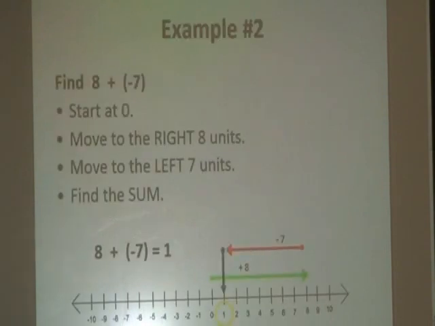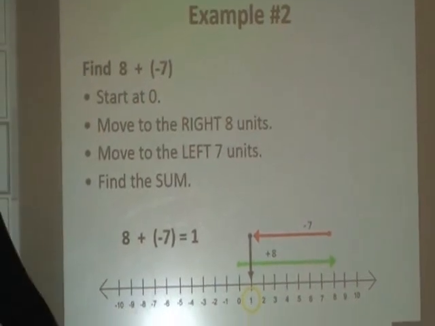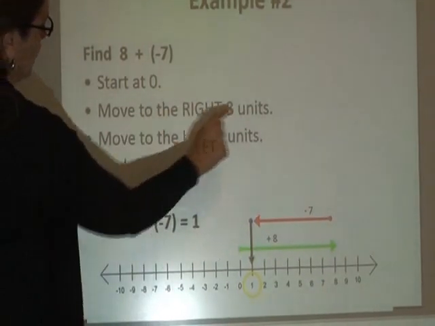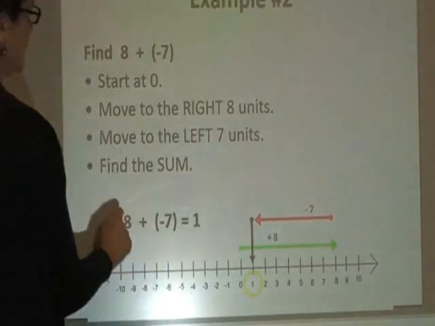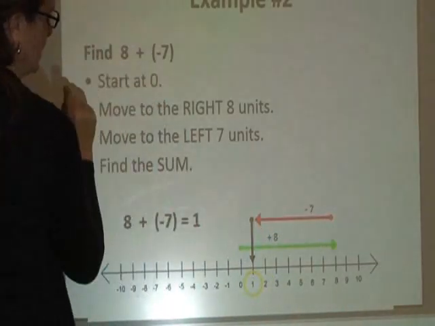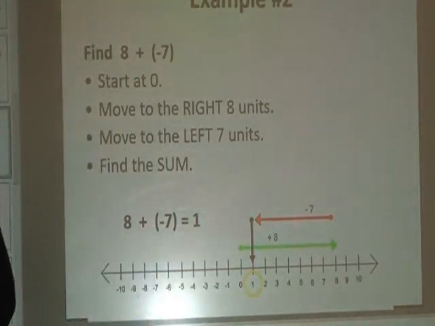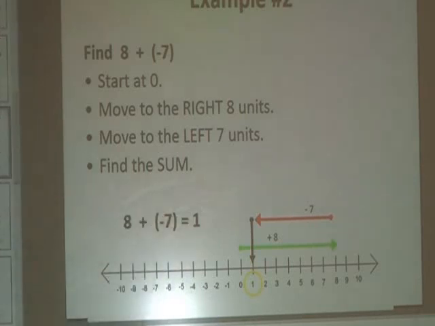Let's look at an example. Find 8 plus -7. Again, start at 0. Move to the right 8 units because that is a positive 8. And move to the left 7 units because that is a -7. You end up at +1. So 8 plus -7 is indeed +1.